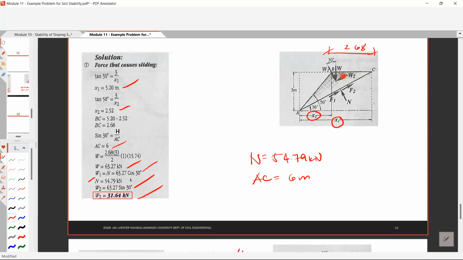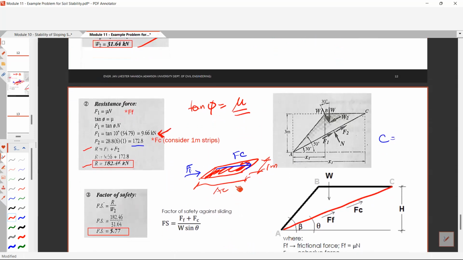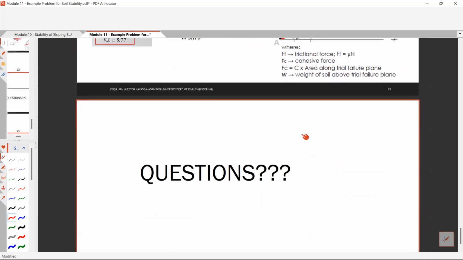Once you have solved W, you know W cosine theta and W sine theta. Next is to find the resistance force, which is FF and FC. FF is equal to the normal force times mu, and FC is the length AC multiplied by the 1 meter strip and the cohesion of your soil. That is how you solve for a finite slope.